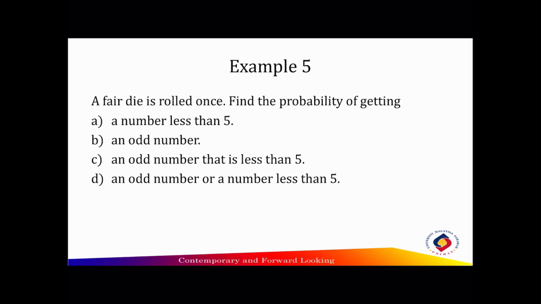Example 5. We have a fair die rolled once. We want to find the probability of getting a number less than 5 and an odd number, that is, an odd number that is less than 5. So this is the joint event. And then an odd number or a number less than 5. So this is the union.